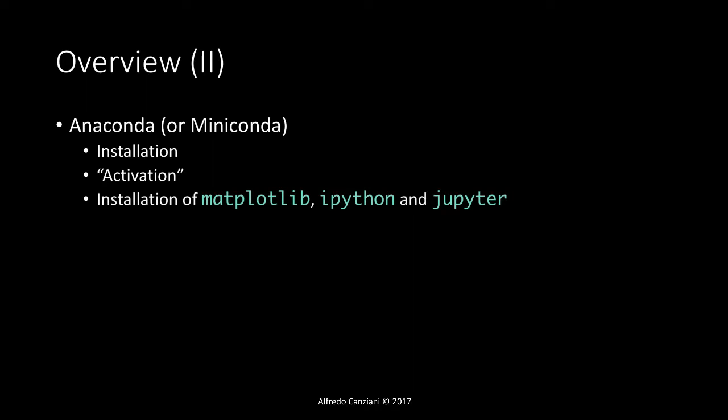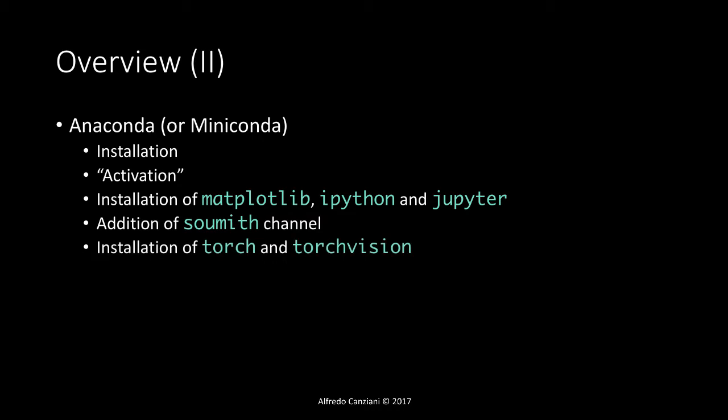So we will start with the installation, the activation, which means modifying our system path and then sourcing our configuration file. And then we will install three essential Python packages, matplotlib, ipython, and Jupyter. Then we will add the Summit channel to our environment. Finally, we will install Torch and Torch Vision through Conda.